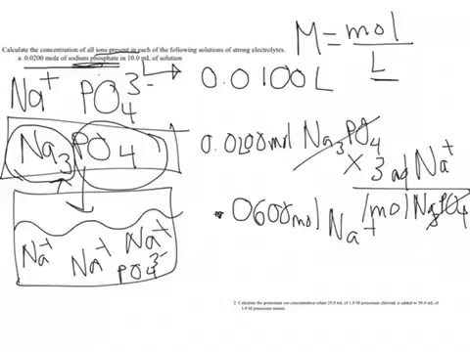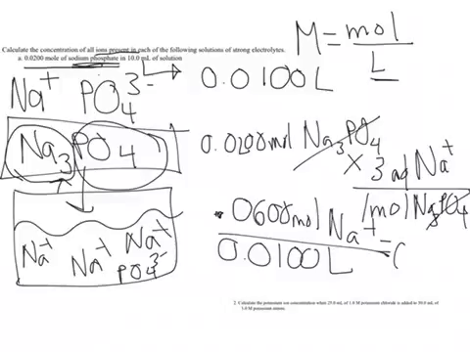Well, we're not done. We want molarity, and molarity is moles over liters. Well, here's our moles of sodium, and we were already given liters at the beginning of the problem. So now it's just division, moles divided by liters. And so our final answer for our molarity of sodium is 6.00 molar of the sodium ion. Okay. So that is only one of the ions. Now we want to figure out the molarity of the phosphate ion.